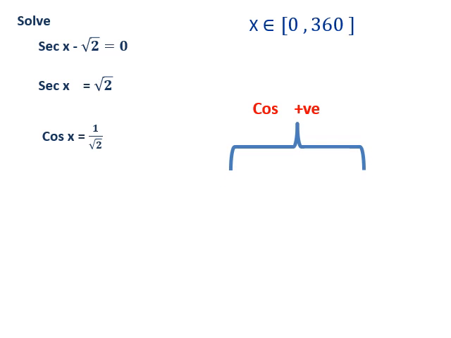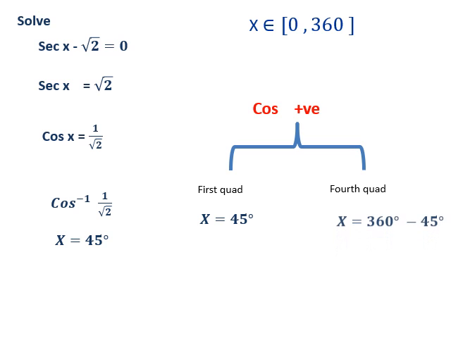Let's find the value of x. I'm going to use inverse cosine, or shift cosine, of 1 over root 2. Finally, it will be 45. So the angle in the first quadrant will be 45, but in the fourth it will be 360 minus 45 equals 315. Both of them are inside the interval, so the solution set equals 45 and 315.